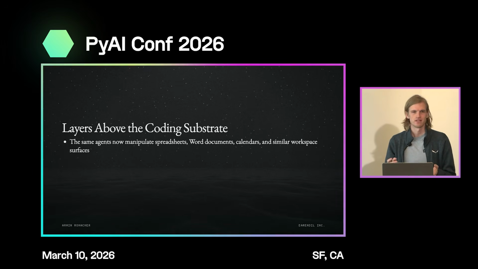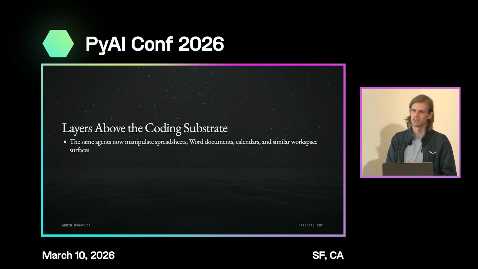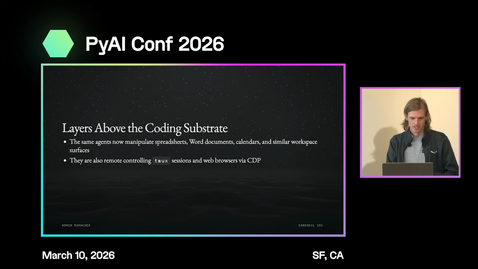If you have used Cowork, for instance, Cowork is basically taking Claude Code as the base execution layer and putting more on top. So it can manipulate spreadsheets, Word files, calendars, and similar workspace things.